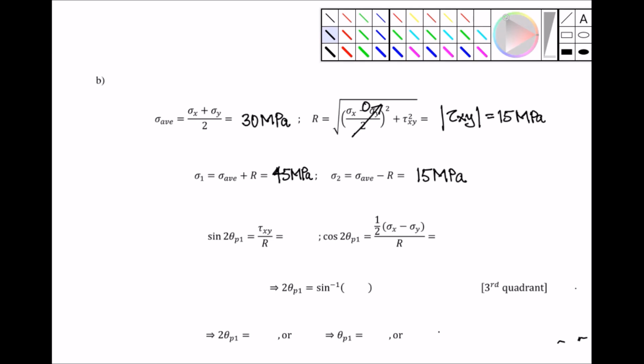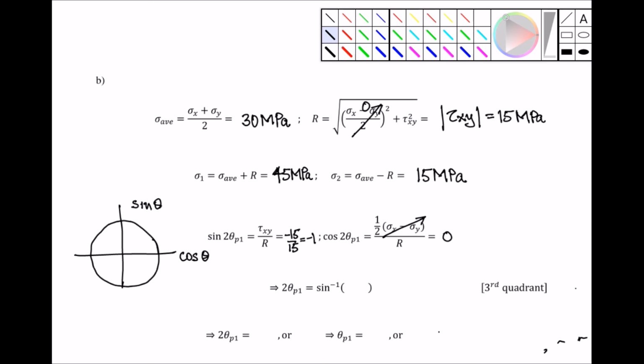Now let's find the angular position of the principal stresses. We have sine 2 theta p1 equals tau xy divided by R, or minus 15 divided by 15, equal to minus 1, and cosine of 2 theta p1 equals half sigma x minus sigma y over R. Since sigma x is equal to sigma y, we have cosine of 2 theta p1 equal to 0. Let's draw out a circle involving sine and cosine. If we look for sine equal to negative 1 and cosine equal to 0, we find that the angle theta, or theta prime in this case, equals 270 degree.